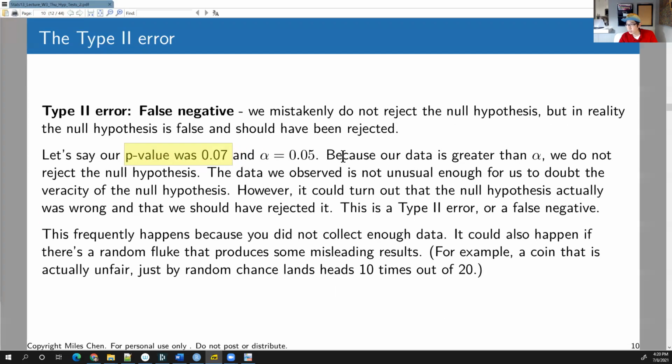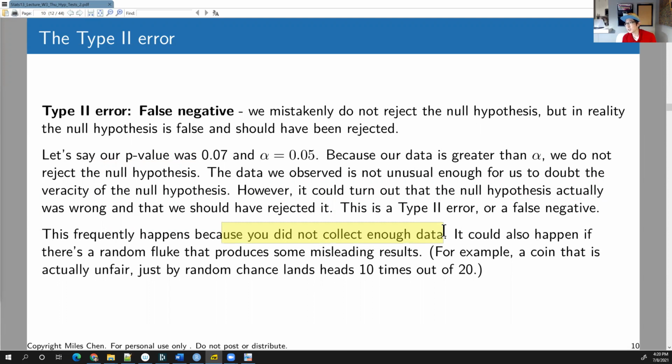And the type 2 error is just kind of the opposite, where the p-value ends up being big. It's bigger than your significance level. And so you do not reject the null hypothesis, but it turns out that the null hypothesis was wrong and you should have rejected it, okay? This often happens just because you didn't collect enough data, right? So if you don't collect enough data, let's say your sample size isn't large enough, you're often going to get a p-value that's large, okay? Sometimes the random flukes just work against you, right?